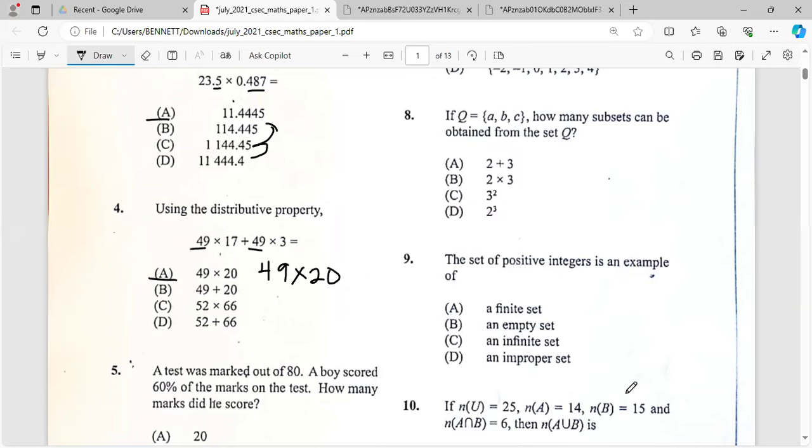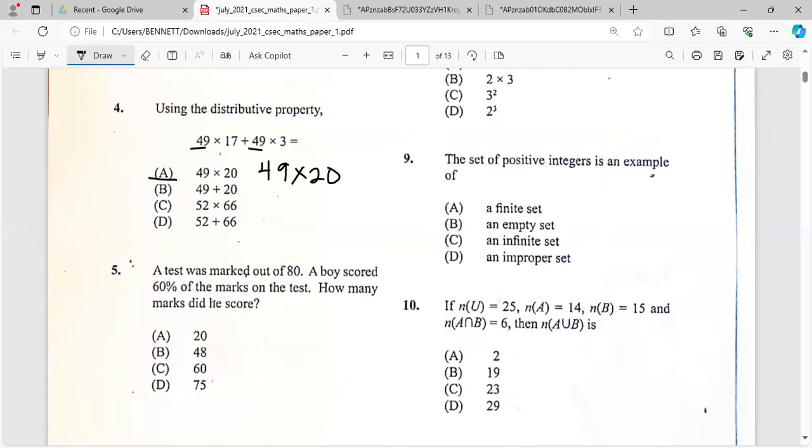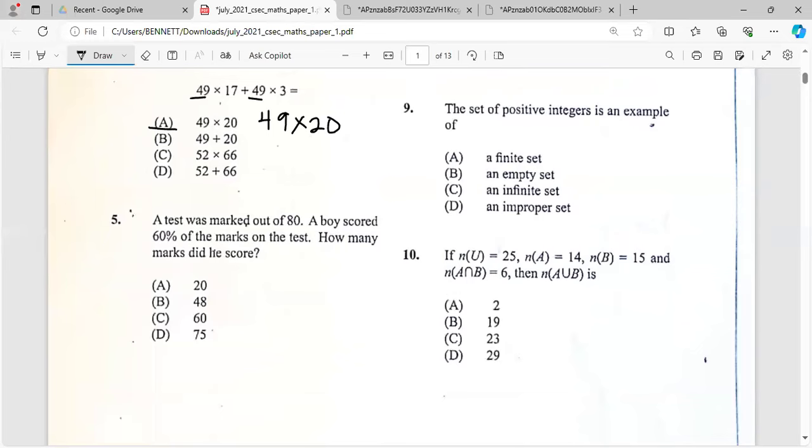All right, let's see. Number 5 says, a test was marked out of 80. A boy scored 60% of the marks on the test. How many marks did he score? All right, so if you got 60% and it's marked out of 80, we don't know how much he got, right? So we can use X to represent that.